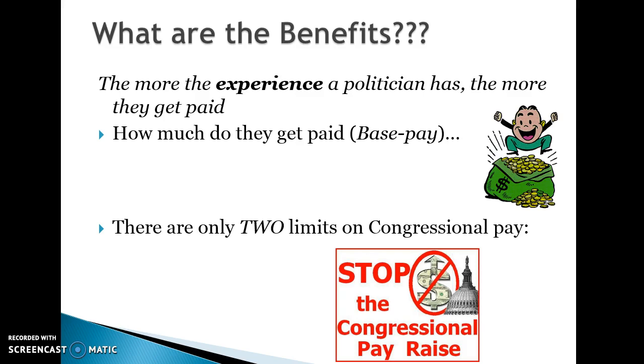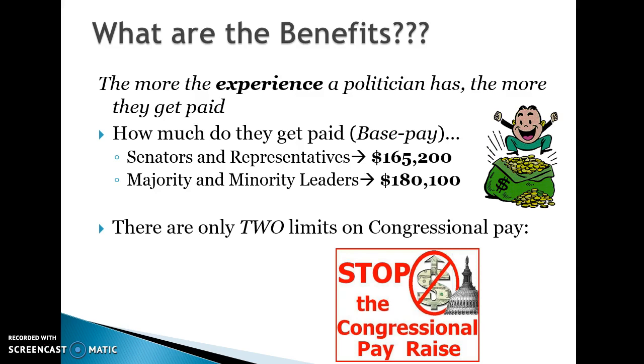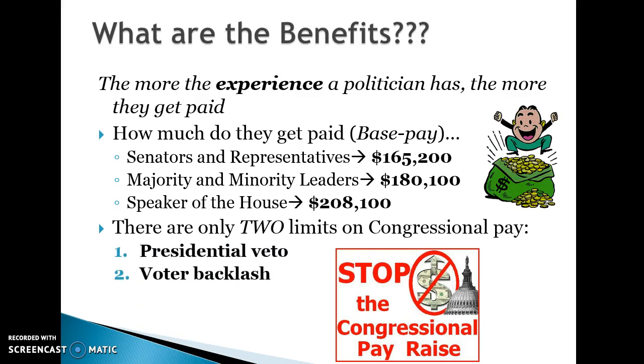So the benefits in being in Congress: senators and representatives get a base pay. That means the lowest they get paid is $165,000 a year. Majority and minority leaders get about 180. The Speaker of the House gets a little over 200,000. And there are only two limits on congressional pay. The presidential veto, the president saying, hey, you guys are paying yourself too much, or voters being upset that Congress is paying themselves too much.